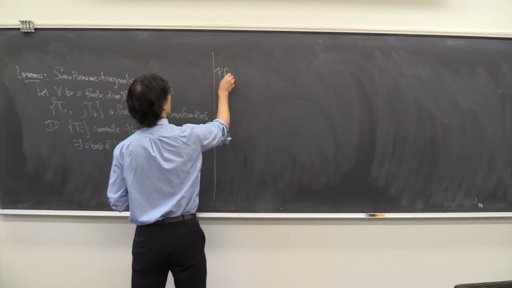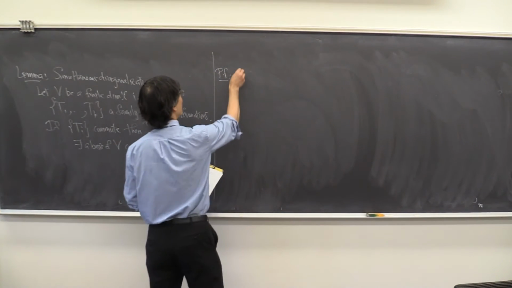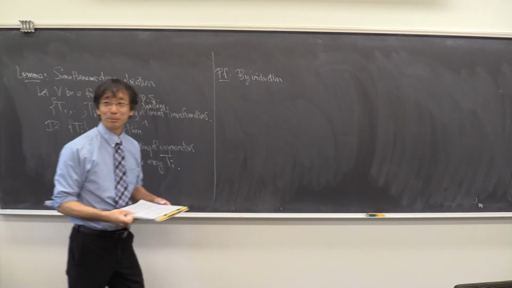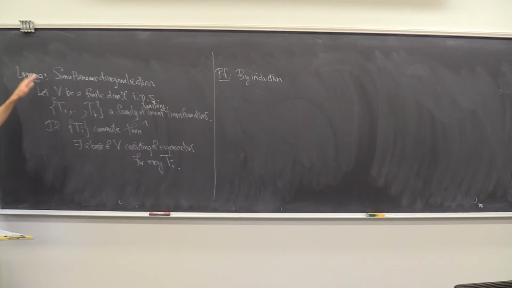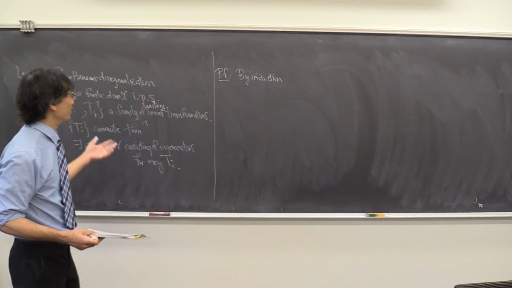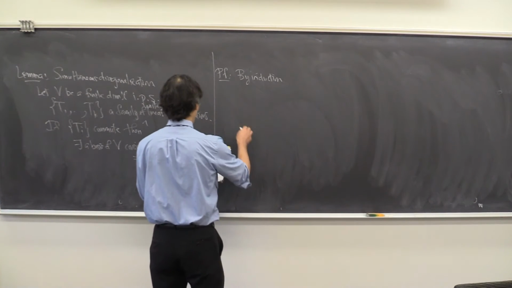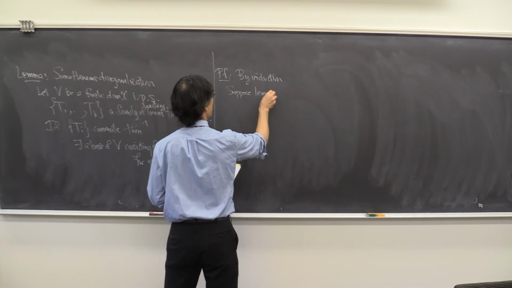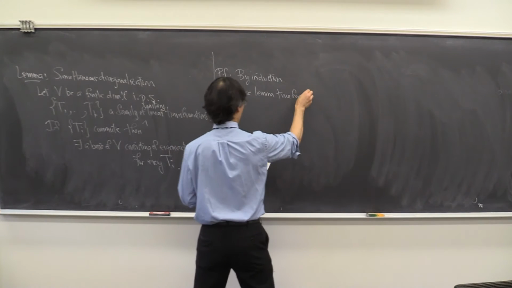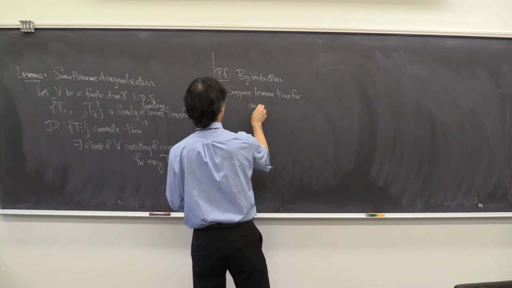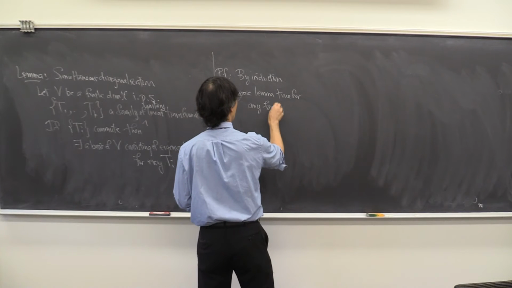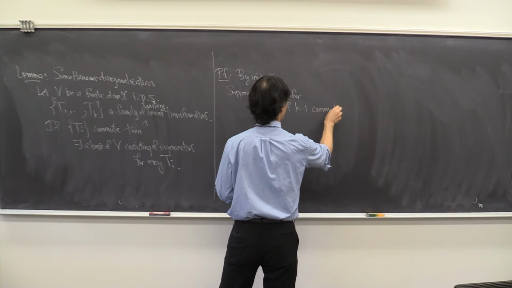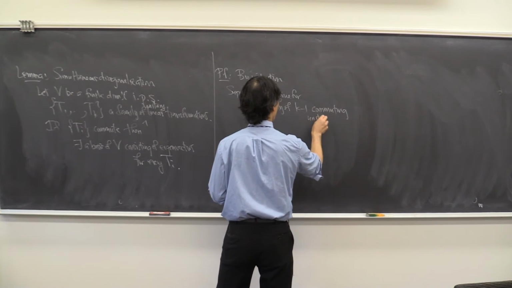Okay. The proof is by induction. The base case is obvious. The base case is the spectral theorem, right? There's just one of them. You don't have to worry about it. So now let's suppose that it's true. Suppose the lemma is true for any family of k minus 1 commuting unitary transformations.